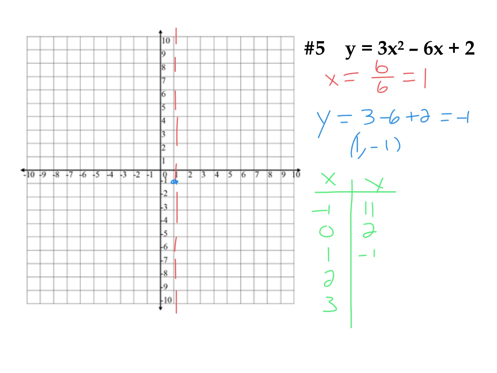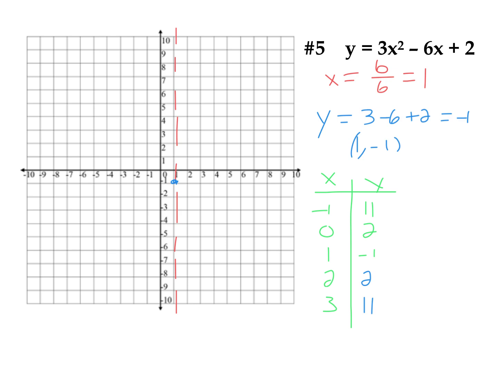When you plug a 2 in, let's just make sure. I don't want to assume I'm going to get a 2, so let's plug in a 2. So 3 times 2 squared, which is 4. So 3 times 4 is 12, minus 6 times 2, which is 12. So 12 minus 12 is 0, plus 2 would be 2. So I'm going to get a 2 for both these, which I should. So that's a 2, and then I'm going to get an 11 right there.